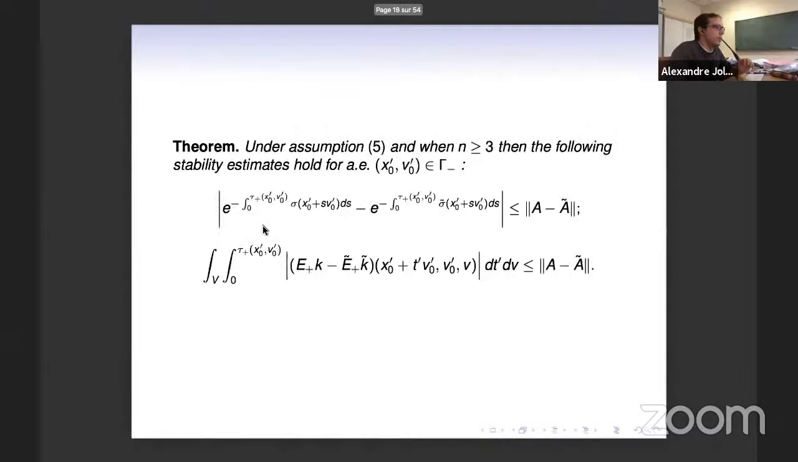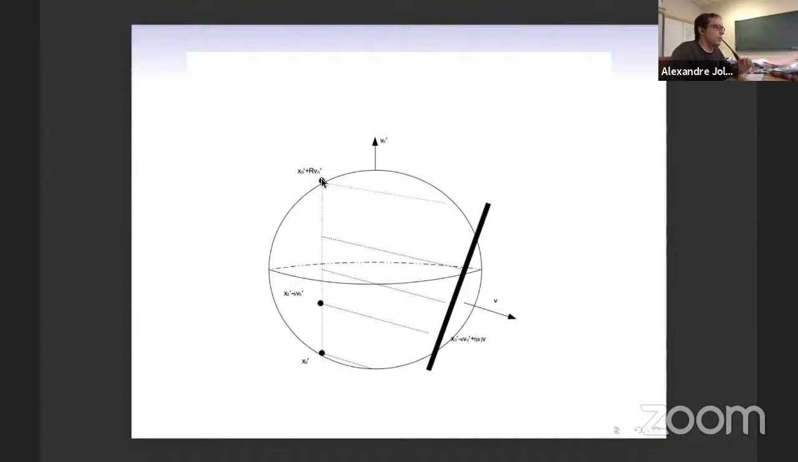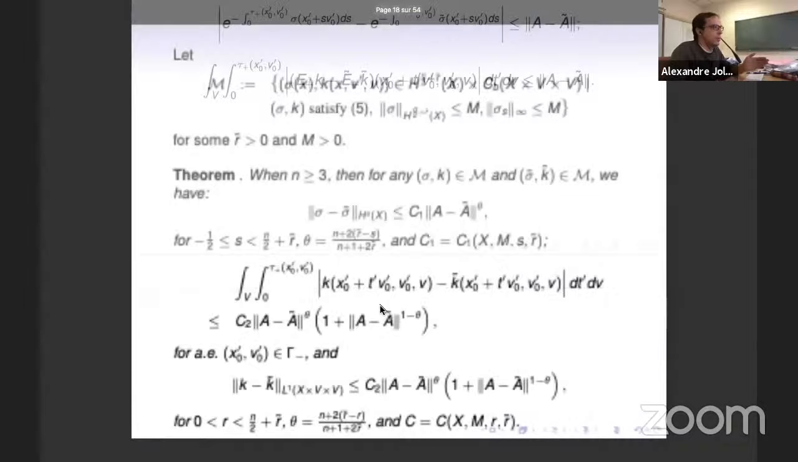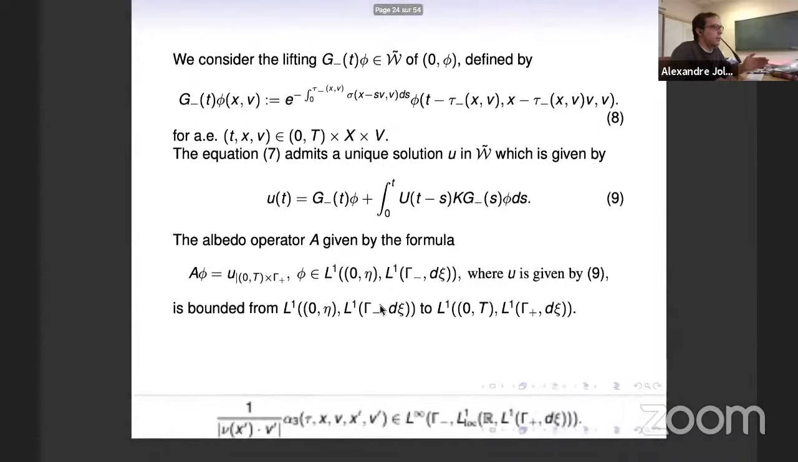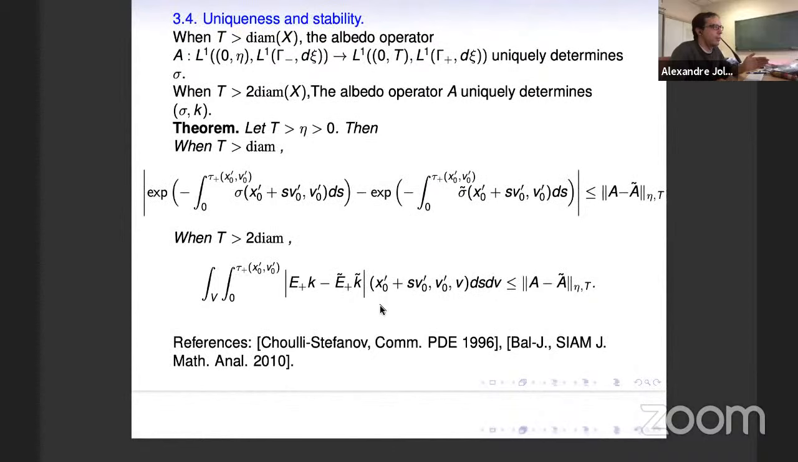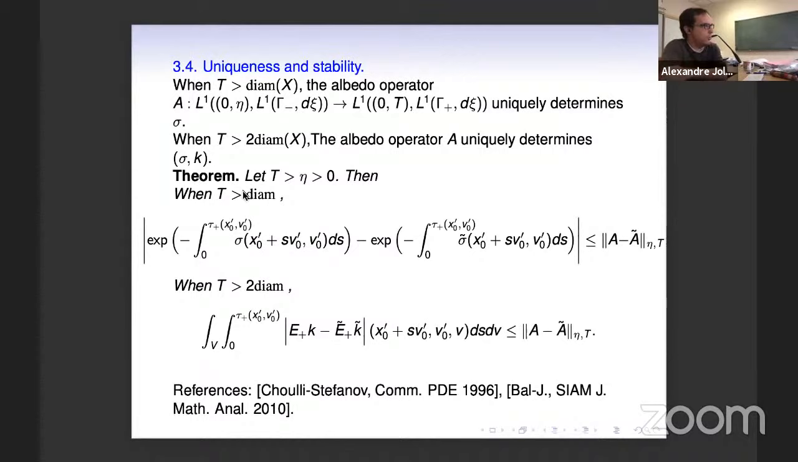So here it will need a time tau plus x0 prime v0 prime to reach this point and to be measured. So it means that if you want to collect all ballistic photons, for any delta source in x0 prime v0 prime, you will need a time which is bigger than the diameter of the domain. And in that case, you are able to prove that A uniquely determines sigma.